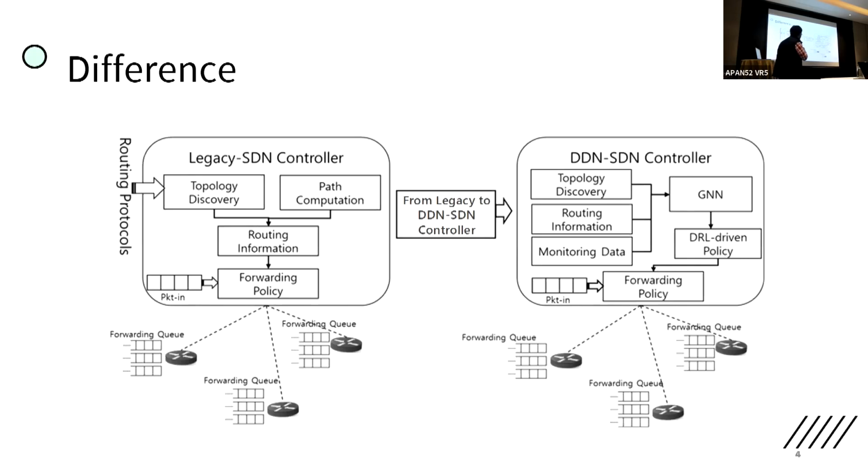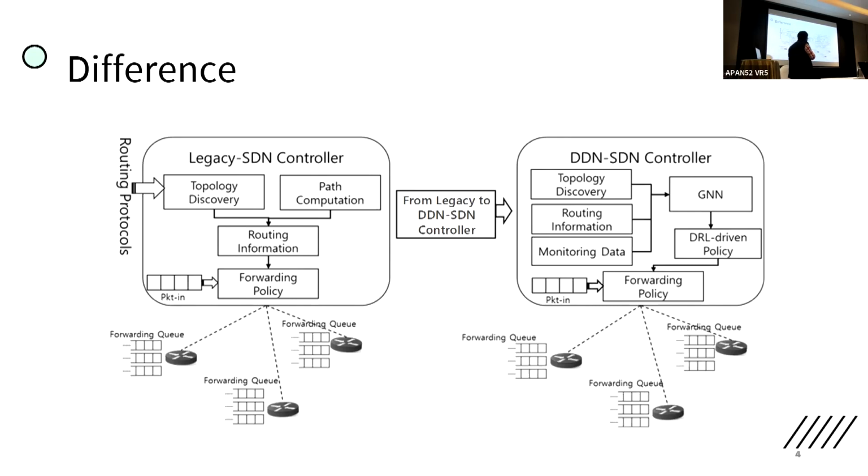So this is the difference in how the legacy SDN controller actually works, and then how we are actually going to make it. The legacy SDN controller network relies on the topology discovery, which can be provided by the routing protocol, and there is a path computation. It provides the routing information, and then it constructs the forwarding policies, and those policies are then applied to the network.